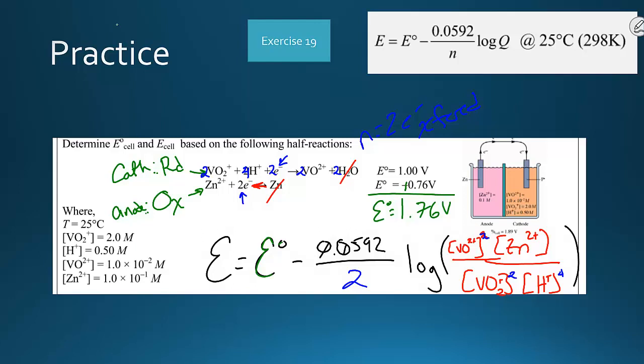And now it's just a matter of plugging in all of these values and determining a number. So we'll take our voltage and we will subtract from it 0.0296 times the log of 1 times 10 to the minus second squared times 1 times 10 to the minus first over 2 squared times a half to the fourth. So our reaction quotient comes out to be 4 times 10 to the minus fifth.